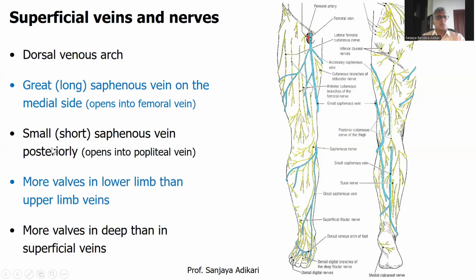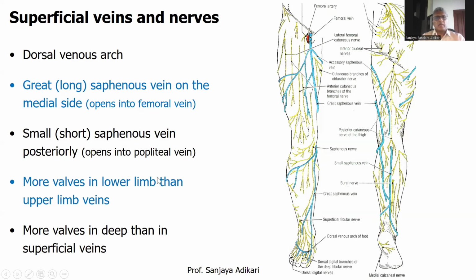Then, the small saphenous vein or short saphenous vein starts from the lateral side of the dorsal venous arch, passes posterior to the lateral malleolus, then ascends on the posterior aspect of the leg, pierces the deep fascia, which is at the roof of the popliteal fossa, and enters the popliteal vein. Then there is another important thing: the nerve that accompanies the small saphenous vein is the sural nerve, which is a fully cutaneous nerve supplying the lateral aspect of the foot.